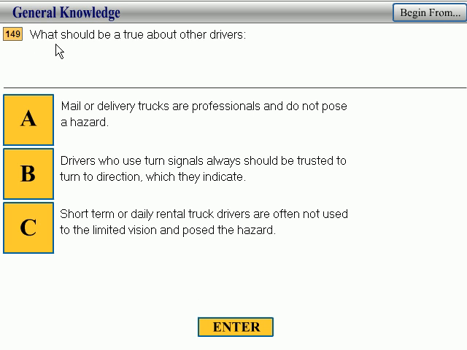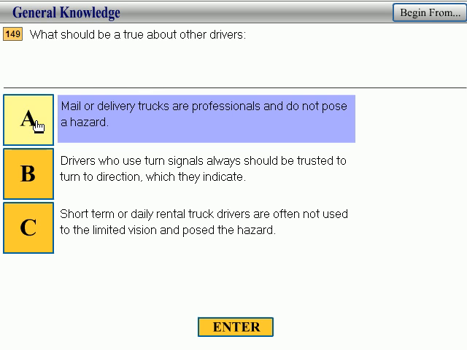149. What should be true about other drivers? Should that be what should be true about other drivers, or what is true about other drivers? What should be a truth about other drivers? A. Mail or delivery trucks are professionals and do not pose a hazard.